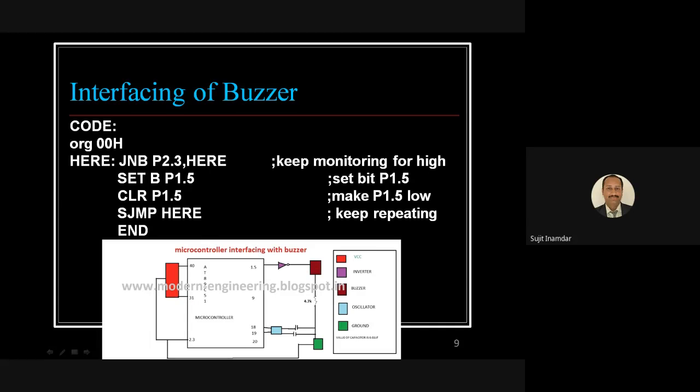Again, I am requesting you to give the heading in the notebook, interfacing of buzzer. If you want, you can draw the diagram or at least simply write the code. Write that code, then we will see how it is going to work. And by tomorrow, practically, we will see this.